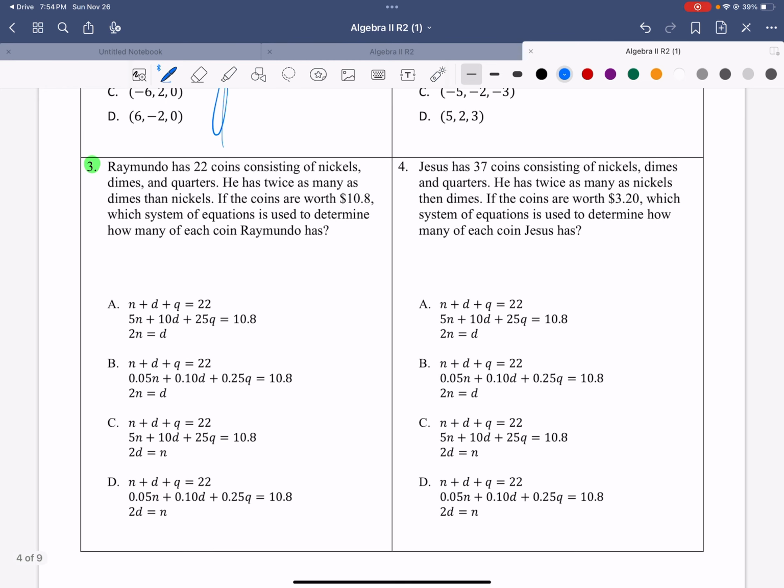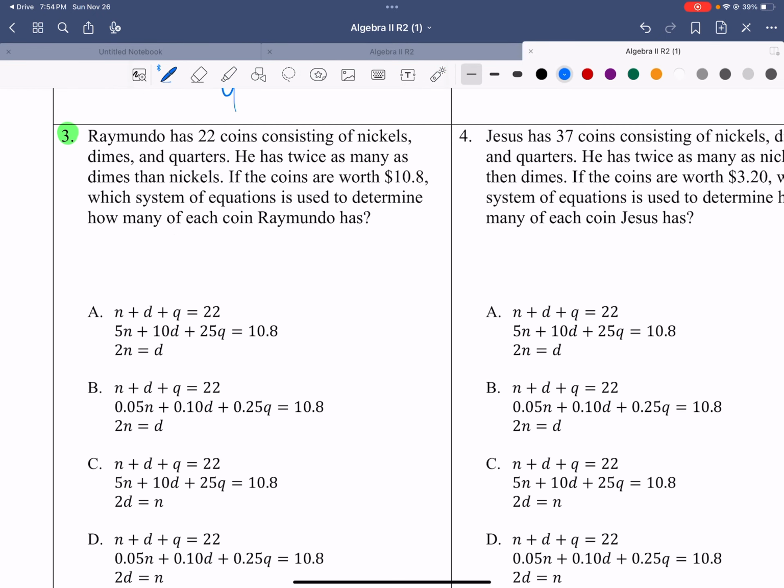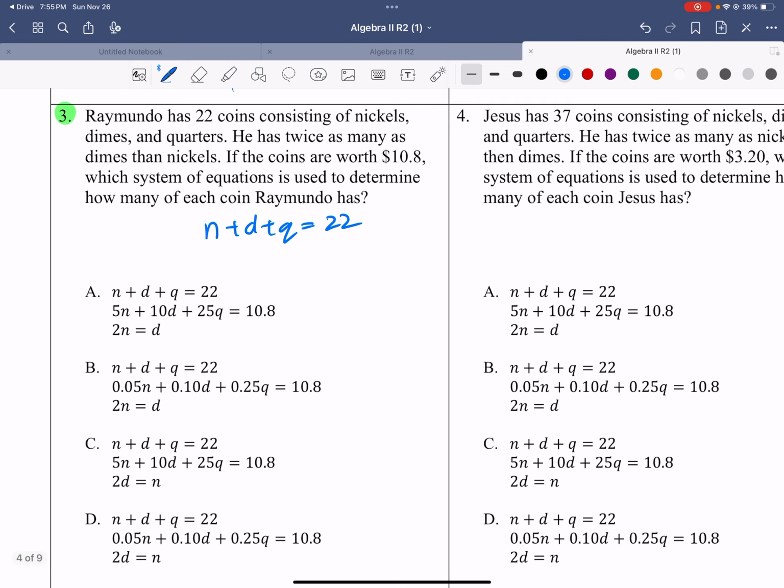Second one is just setting up the equation, and sometimes the question will ask you to set up the equation and then put this one into the calculator. But this time, let's only do the setting up the equation part, okay? So Raymond has 22 coins consisting of nickels, dimes, and quarters. So you know what to do. N plus D plus Q is equal to 22. So everything has this one. So that's pretty simple. And nickel is 5 cents, dime is 10 cents, quarter is 25 cents. So you know I can cross these two out because you have to do this one, right?